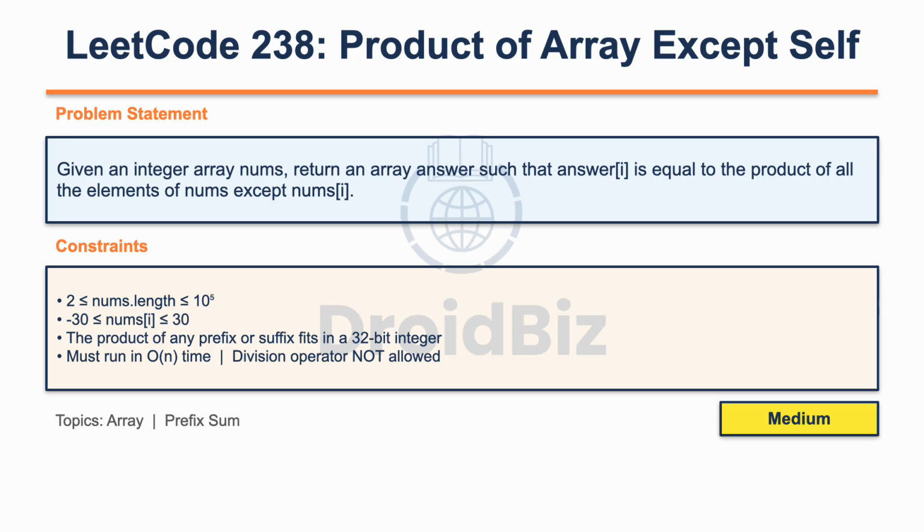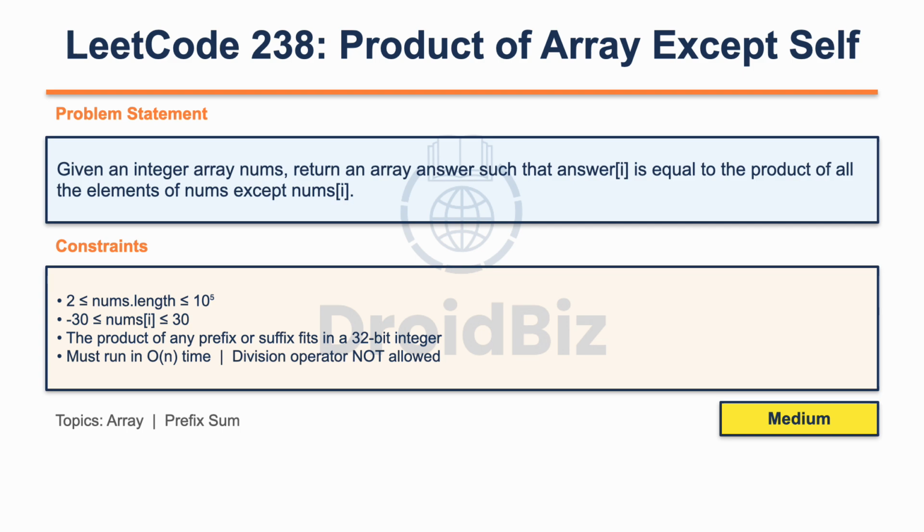You are given an integer array called nums. You need to return a new array called answer. Each element at index i in the answer array must equal the product of all elements in nums, except the element at index i itself.